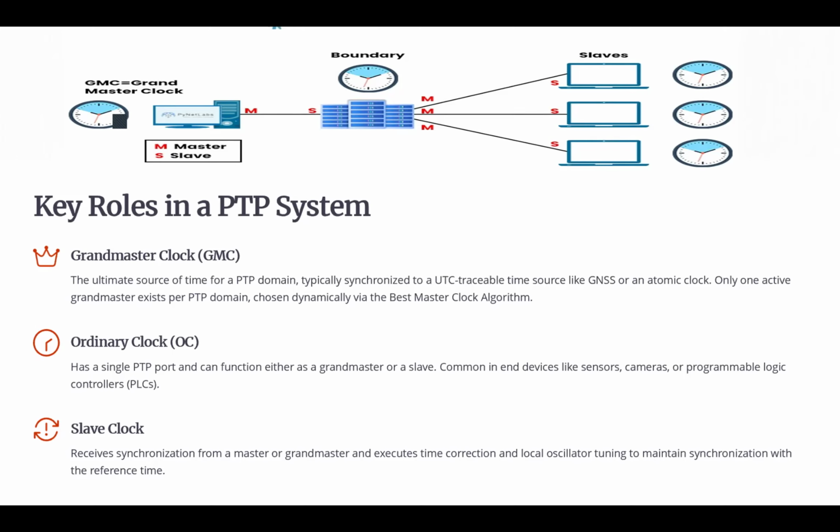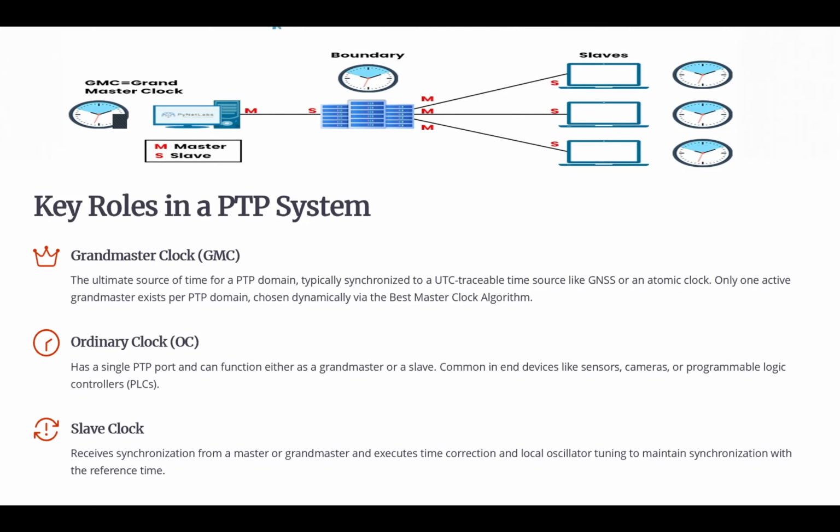We could use a GPS as the grandmaster, or an atomic clock as the grandmaster. But you have to pay attention: in each system, we only have one active grandmaster at a time. They could change the roles between the clocks, but at each time we have one grandmaster.